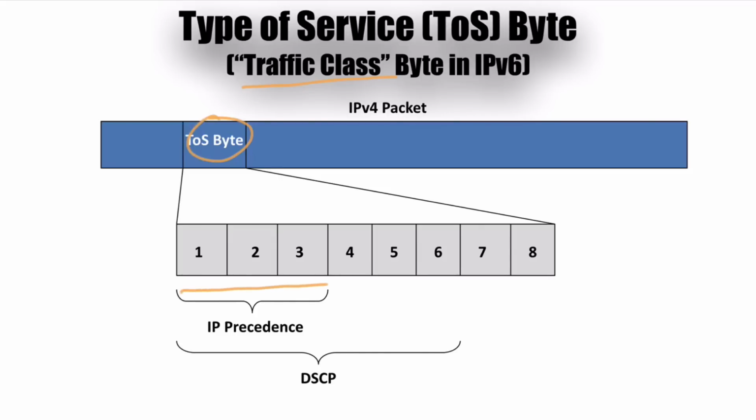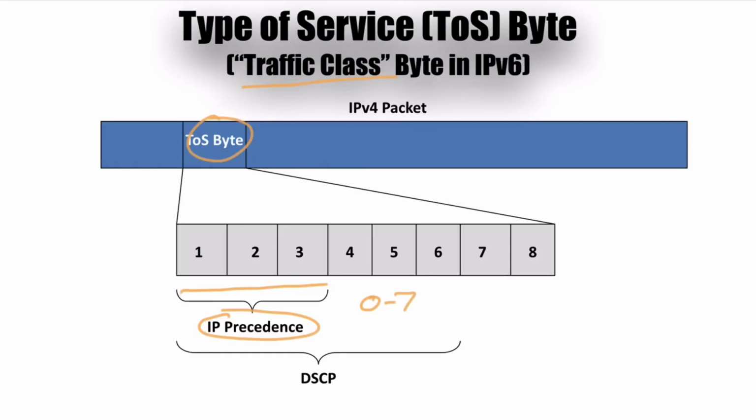And using those 3 leftmost bits, it's a lot like CoS. We've got 8 possible combinations. And that value is called an IP precedence value, 0 through 7, just like CoS. Also, just like CoS, Cisco says we should not use 6 or 7. Those are reserved for network use. That left us with only 6 usable values, 0 through 5. And in some network designs, we want to be more granular than that. We want to have more levels of priority than just 6 levels.